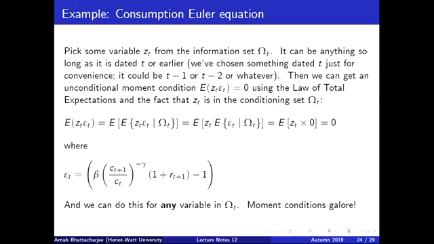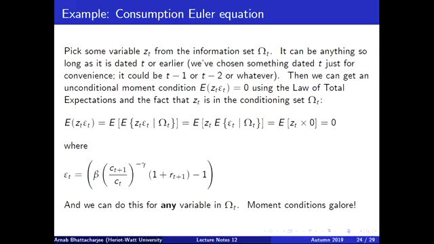Okay. So let us pick some variable zt from the information set, and this thing is exogenous, right? When maximization is happening, utility maximization at time t, this is already part of the information set, so it is exogenous to the decision making process. It can be literally anything from the past.